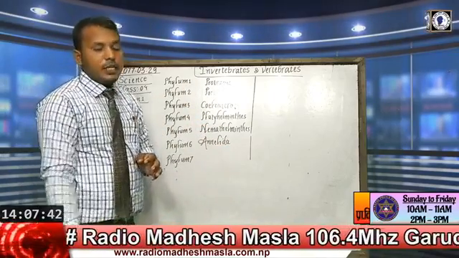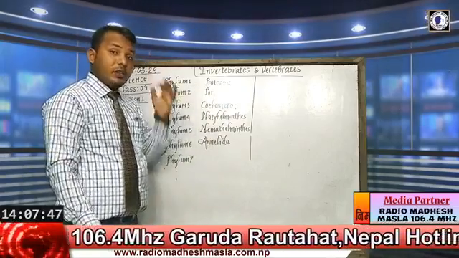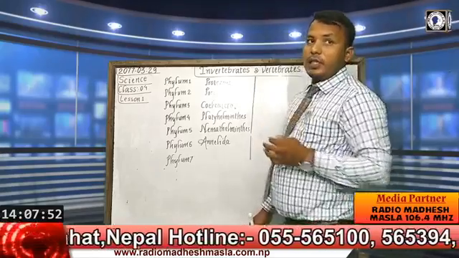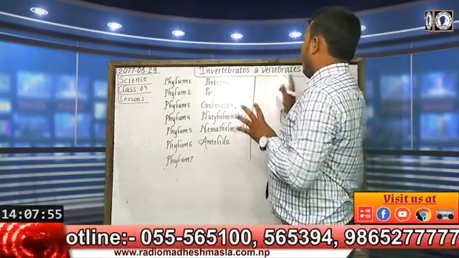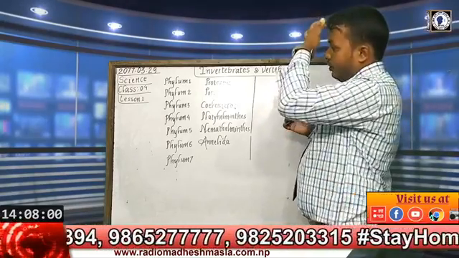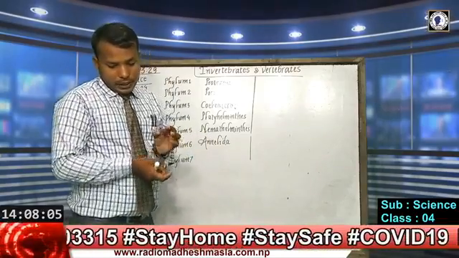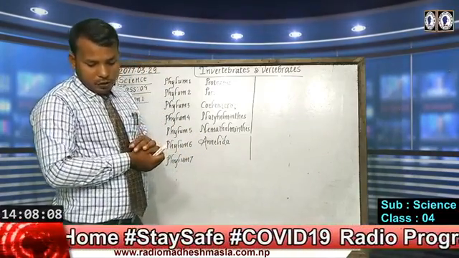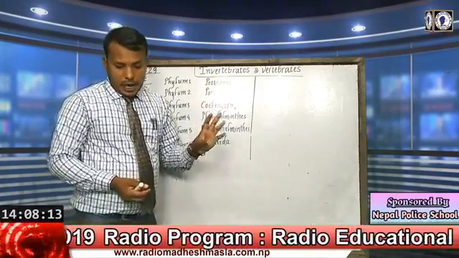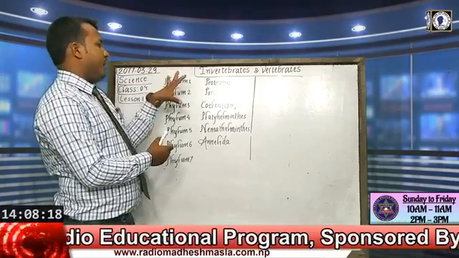So our topic is invertebrates and vertebrates. Invertebrates means the animals that have no backbone in their body are called invertebrates. Vertebrates means the animals that have a backbone in their body are called vertebrates. On the basis of presence or absence of the backbone, all the animals are divided into two groups: invertebrates and vertebrates. And invertebrates are divided into 9 groups or 9 phyla.